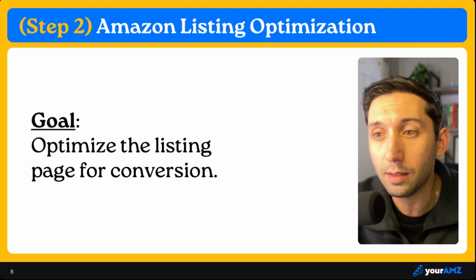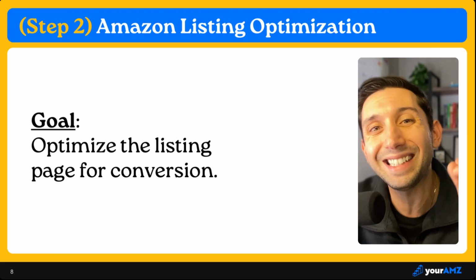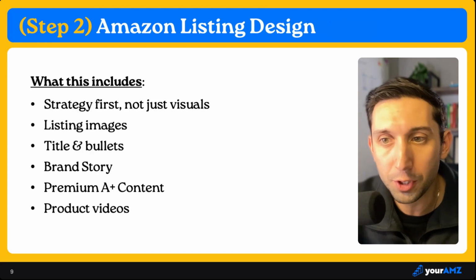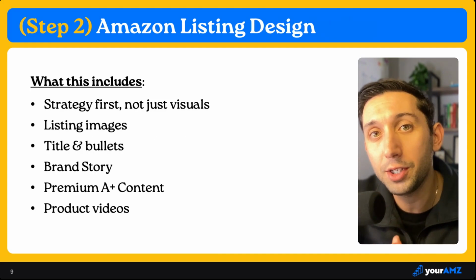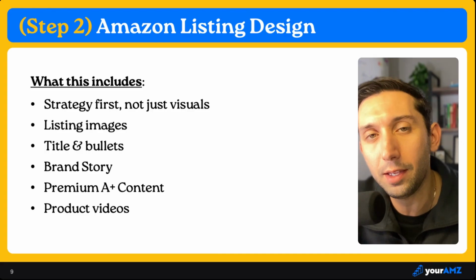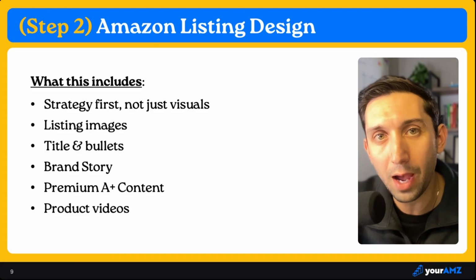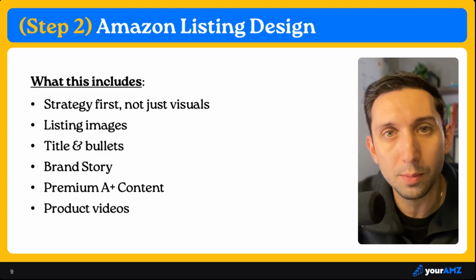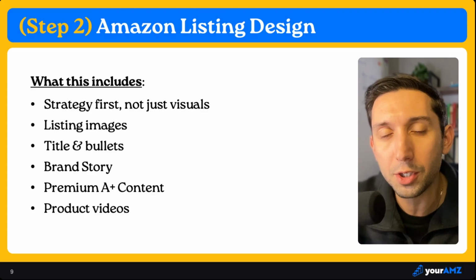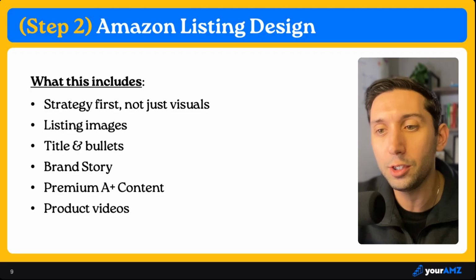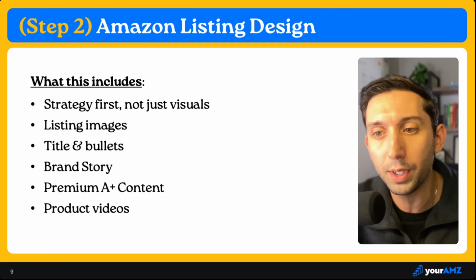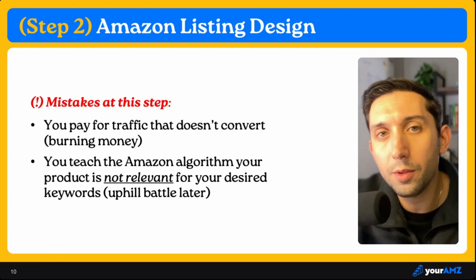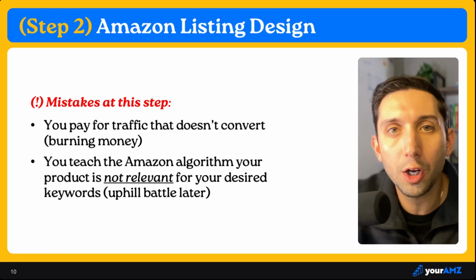Step number 2 is Amazon listing optimization, Amazon listing design. And so the goal is to optimize and design our listing page for conversion. So what this includes is strategy first, not just visuals. So actually thinking through a strategy for what is the value of the product? How do we communicate that? What are potential customer objections? How do we address those objections? What makes us different from the competition, and a lot more? And then how do we manifest that into listing images, title, bullet points, brand story, premium A+ content, and product videos.